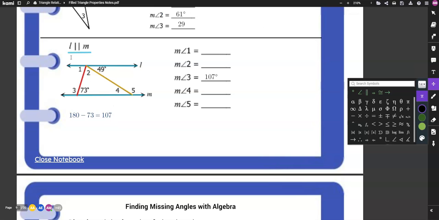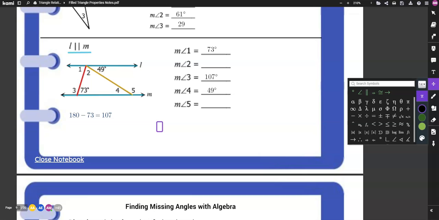Right? And we also already know the measure of angle 1, because if we look at the blue lines as our parallel lines and the red line as a transversal, we know that angle 1 is 73 degrees because it is an alternate interior angle with the 73 degree angle. So angle 1 is 73 degrees. We can also say that angle 4 is 49 degrees because it is an alternate interior angle with this 49 degree angle that we were given. They are both inside the blue lines and on opposite sides of the yellow line.